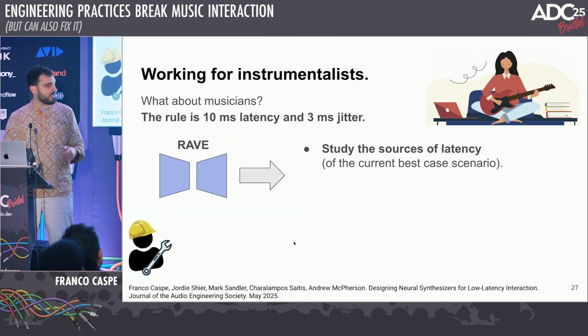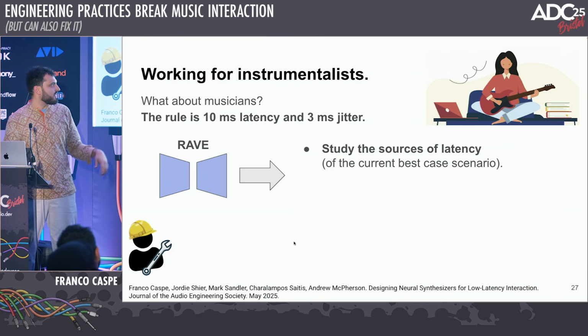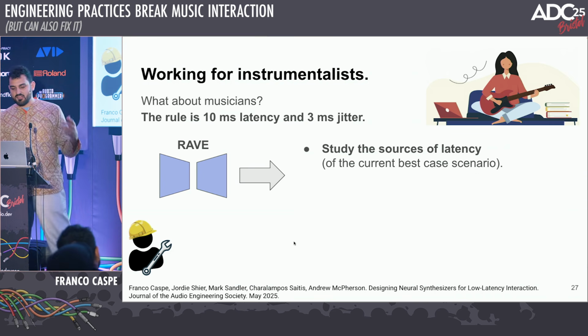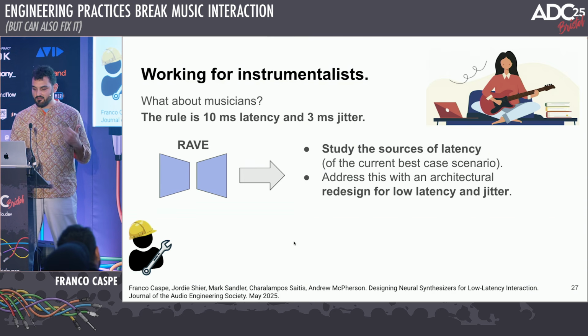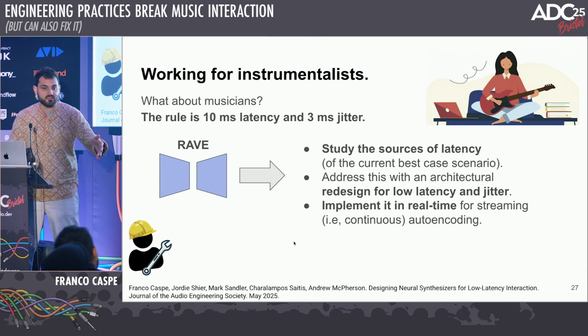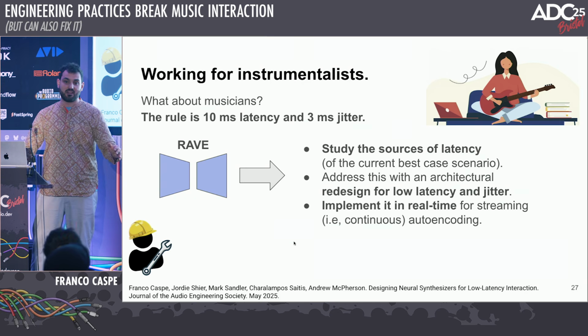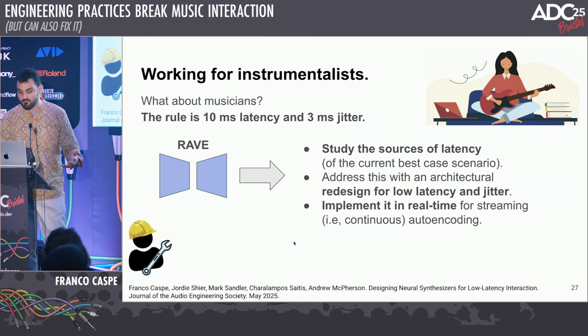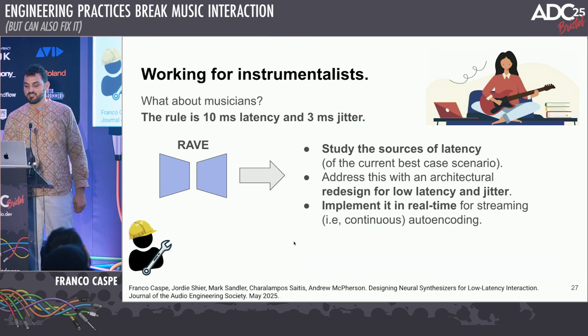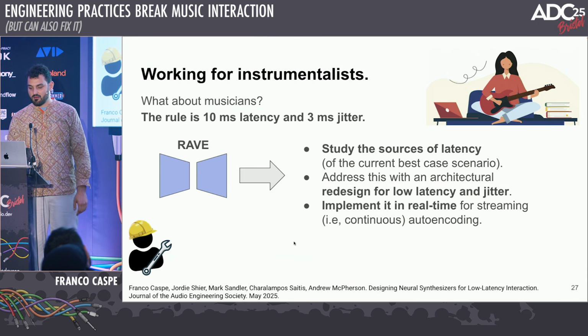This is a paper that I did with my friend and colleague Jordi Shier and our supervisors. So we studied the sources of latency of RAVE. We addressed this with an architectural redesign for low latency and jitter. And then after that, I actually coded this network in C++ to make it as efficient as possible, and to make it suitable for real time, right?